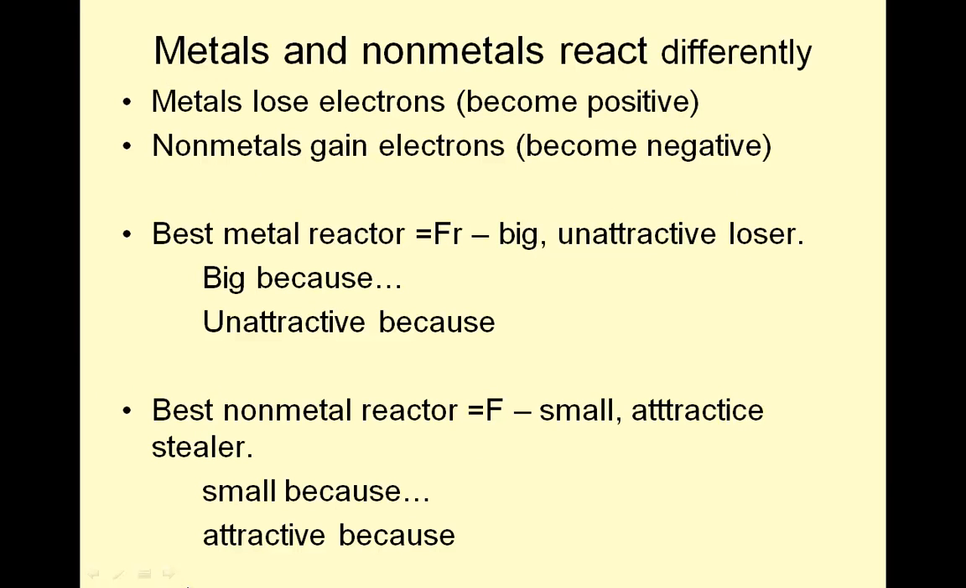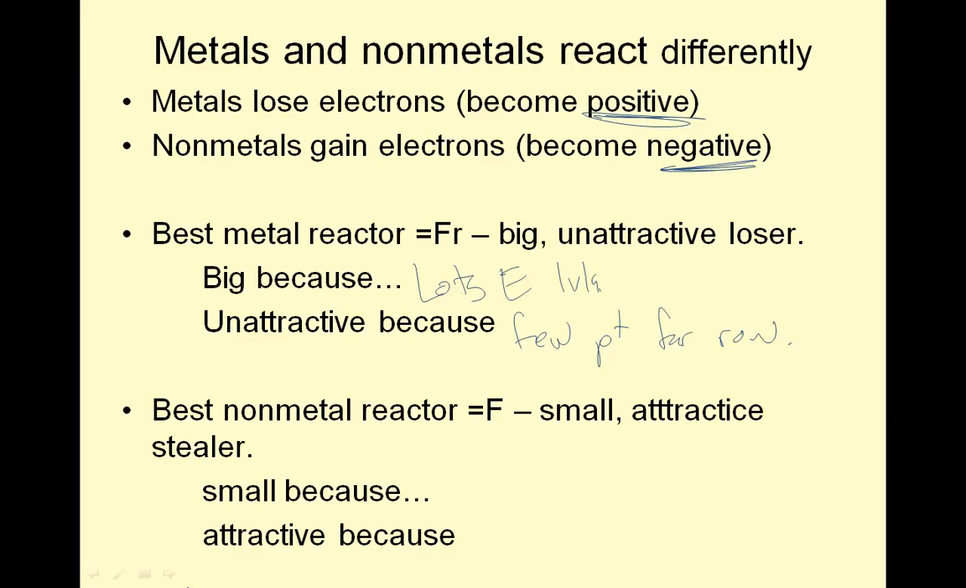Metals and nonmetals react differently. Metals lose electrons, they become positive. Nonmetals gain electrons, they become negative. The best metal reactor is francium because it's a big, unattractive loser. Big because lots of energy levels. Unattractive because few protons for its row.